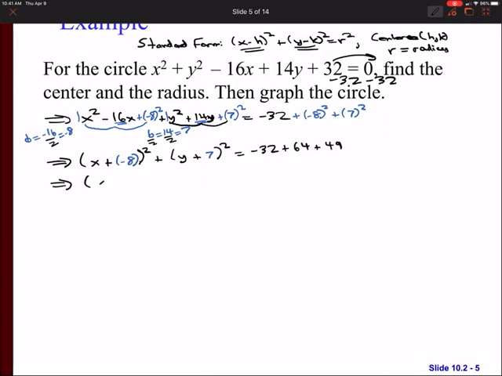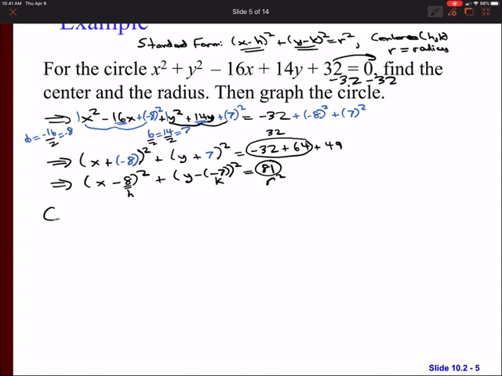Now x plus negative 8 simplifies to x minus 8. So again, there's h, x minus h squared, plus, let's rewrite y with a minus, y plus 7, same thing as saying y minus negative 7. And that allows us to identify k. And then over here on the right-hand side, let's add these up. We know negative 32 plus 64 is 32. 32 plus 49 is 81. So that represents r squared.